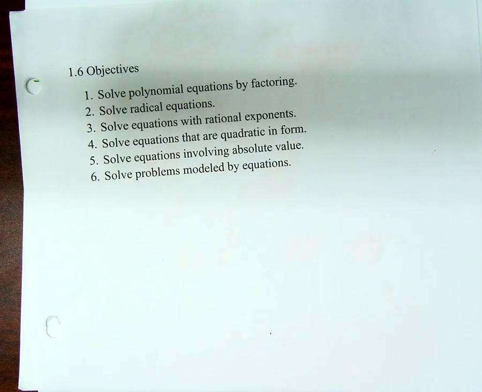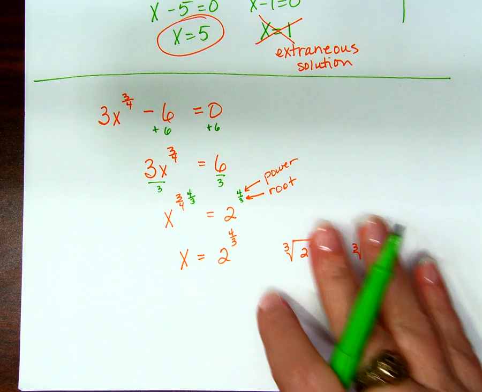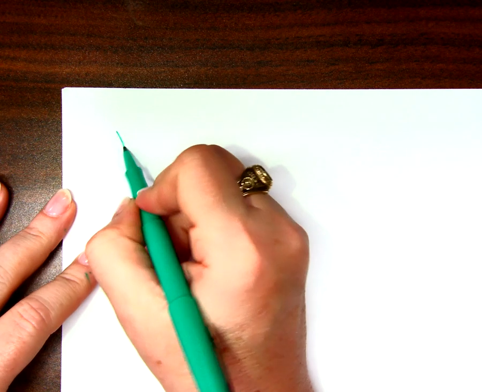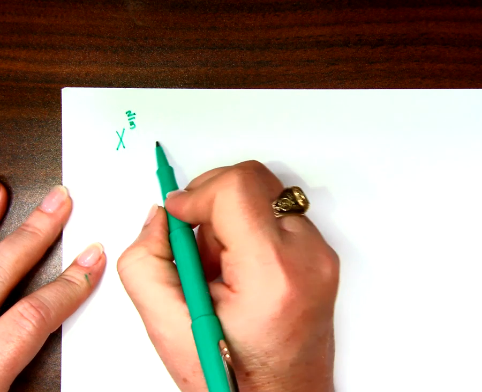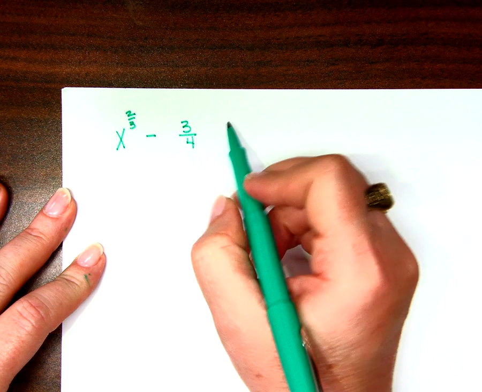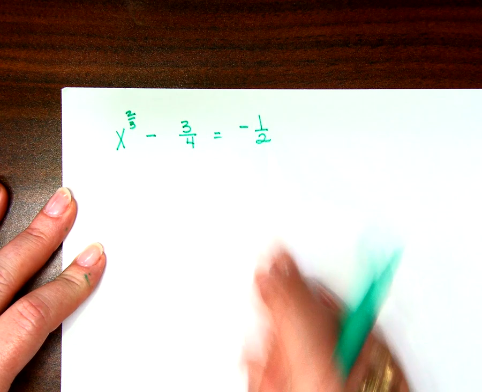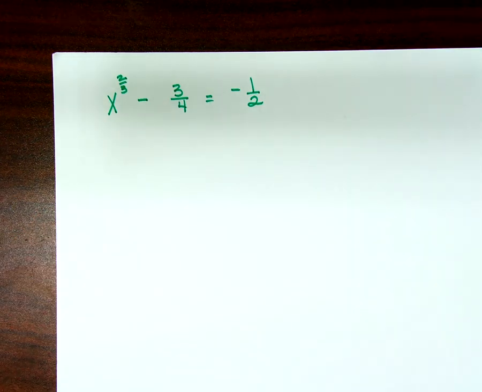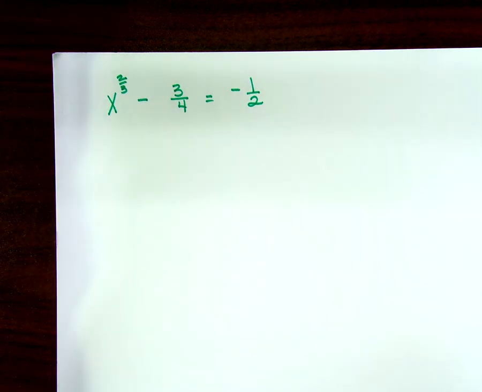How do you feel about rational exponents? Do you mind if I do one more example for you? Okay, of rational exponents. So let's do x to the 2/3 power minus 3/4 equals -1/2. So why would I do this problem for you? People freak out because there's fractions in it. So I need to ask you to not. Okay? So let's not freak out because of this.